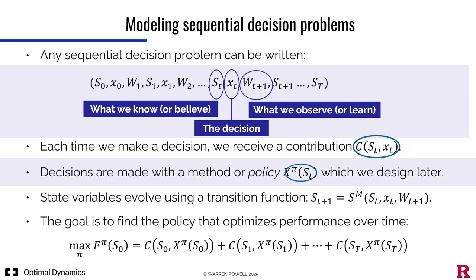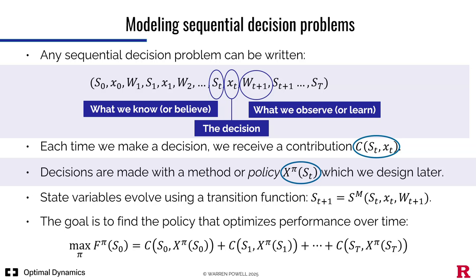Now, decisions are made with a method. We're going to call it a policy. We'll get back to that later. And I'm going to use this funny notation X^π. The Greek letter pi stands for policy, and pi carries the information about what type of function it is. But the key thing is that we will design this later. This is the point of departure with my way of approaching these problems and all of those other books. Okay? We're just going to say, look, I have some function, I'll get to it later.